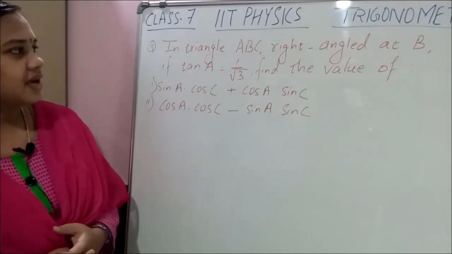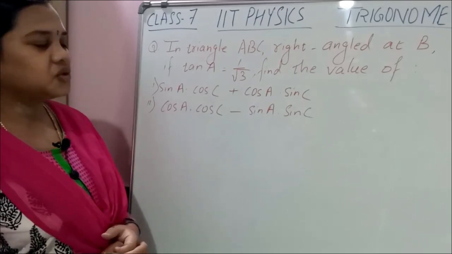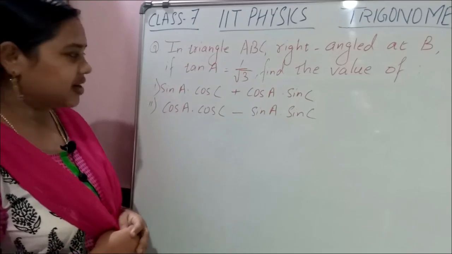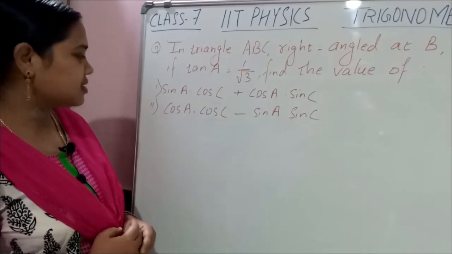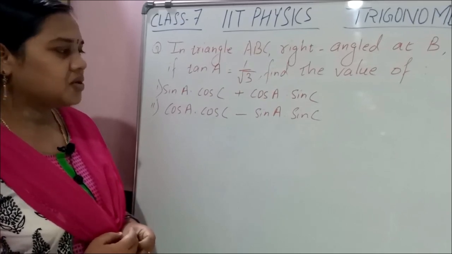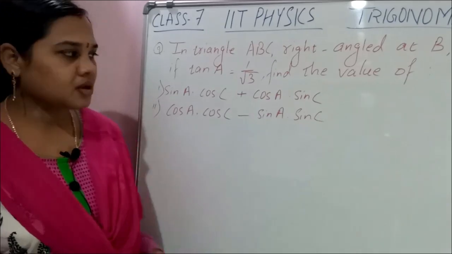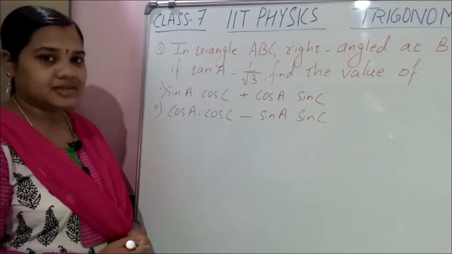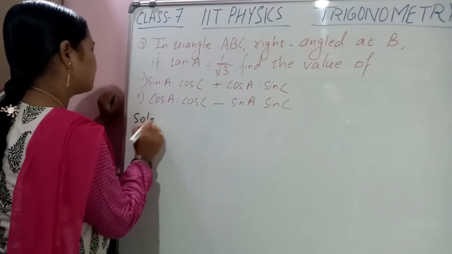In triangle ABC, right angle at B, if tan A is equal to 1 by root 3, find the value of these two expressions. First, sin A into cos C plus cos A into sin C, and second, cos A into cos C minus sin A into sin C. So, let's start. I hope all of you tried at least.